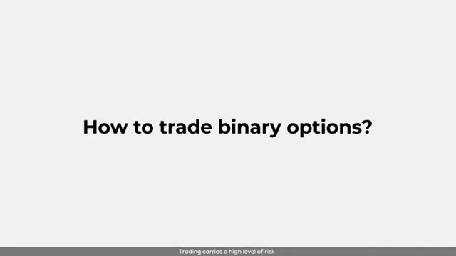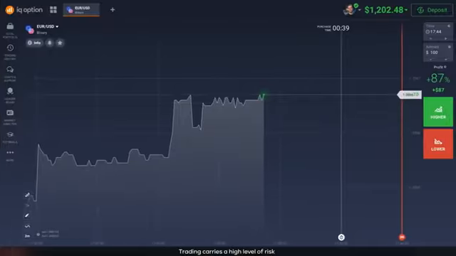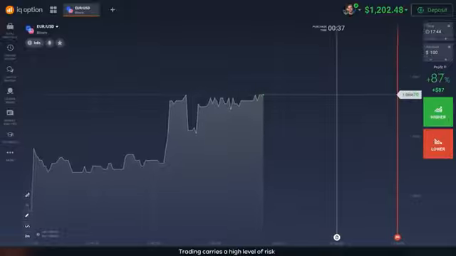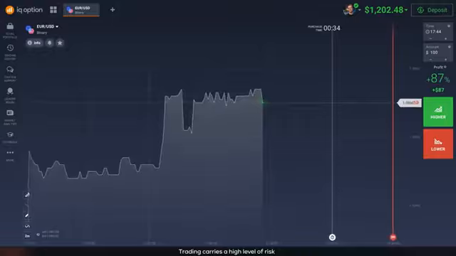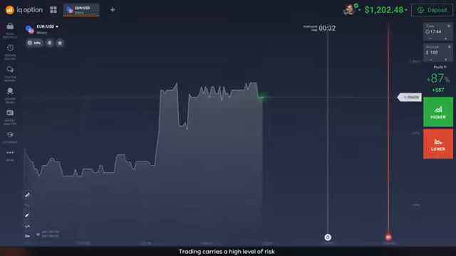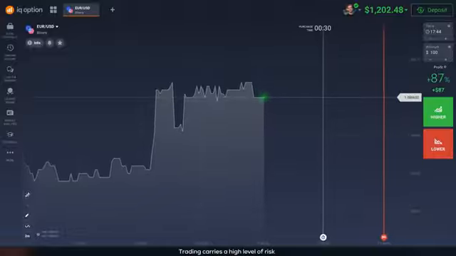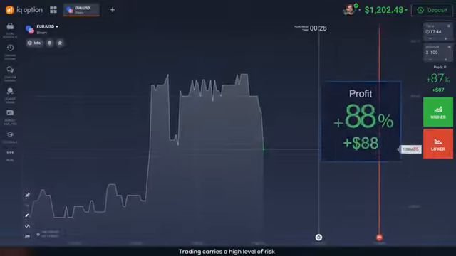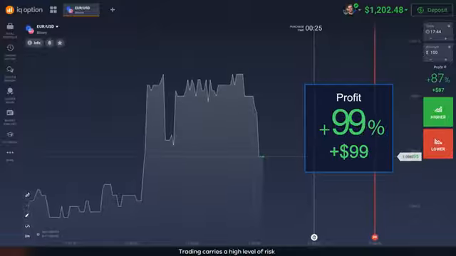How to trade binary options. Binary options are a trading instrument that offers a guaranteed return for the correct prediction of the direction of an asset's price within a selected time frame. Binary options trading offers high profitability, which may reach 99% on the IQ option platform.